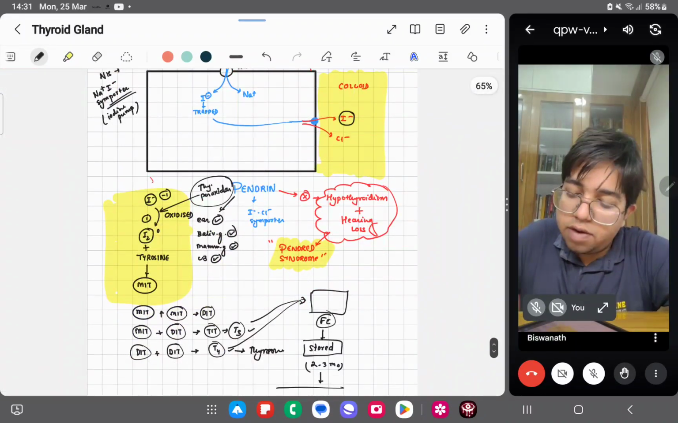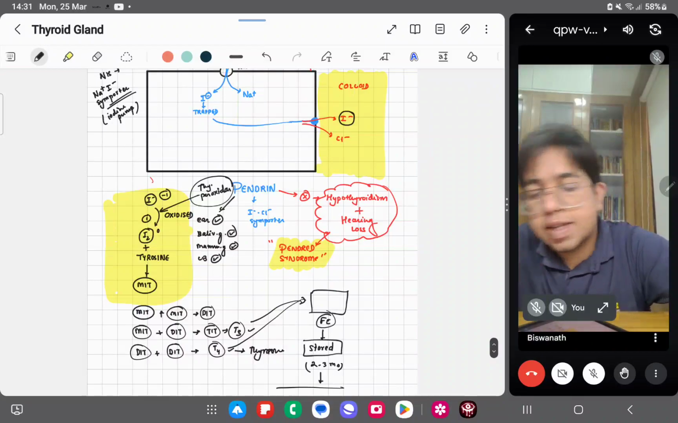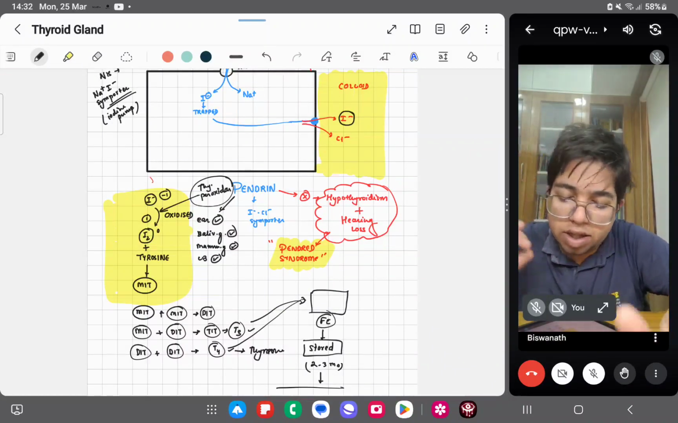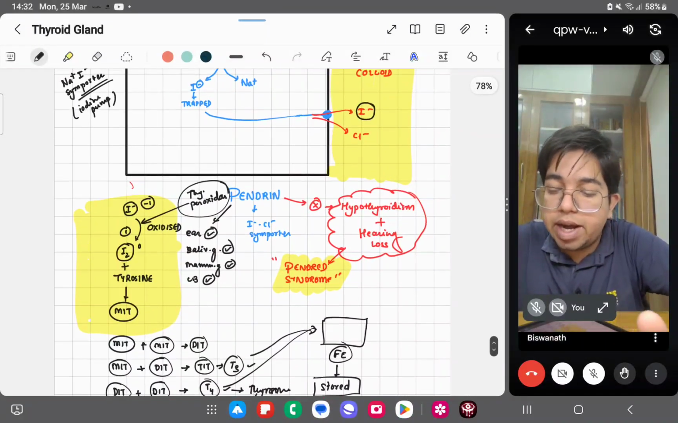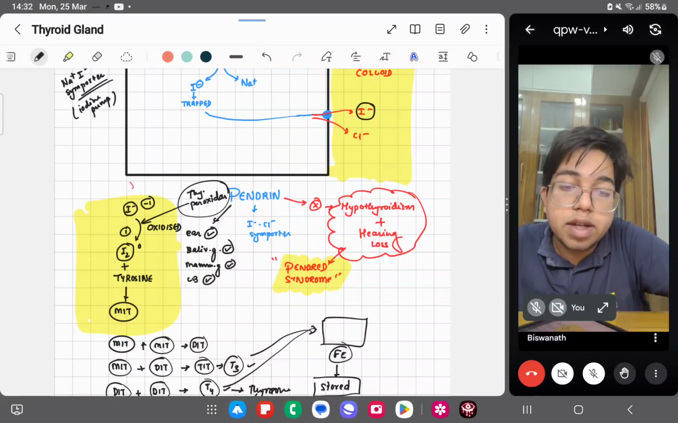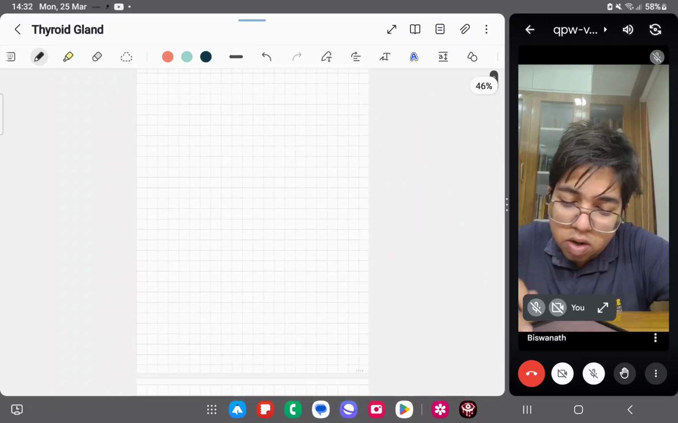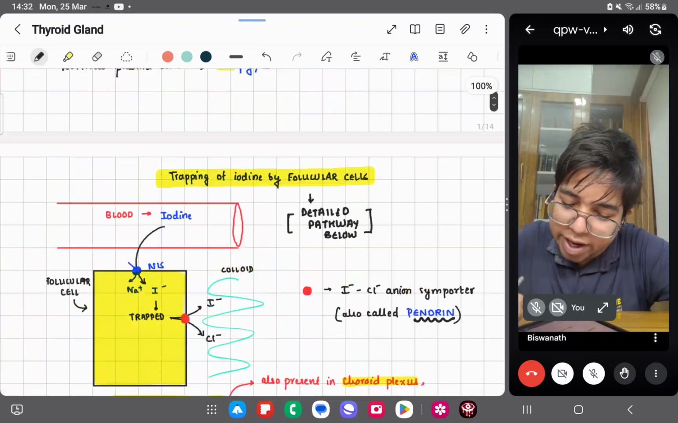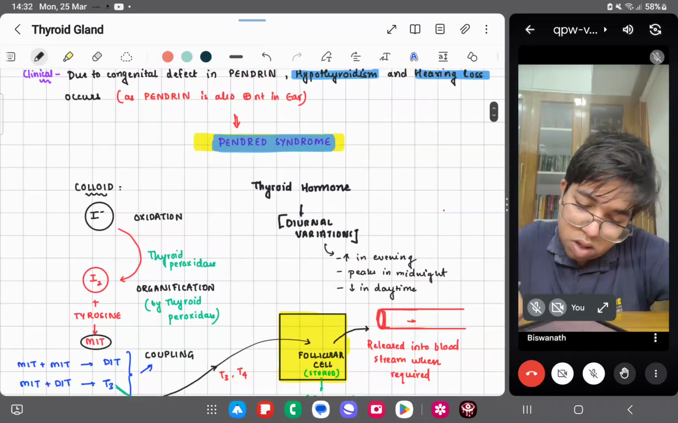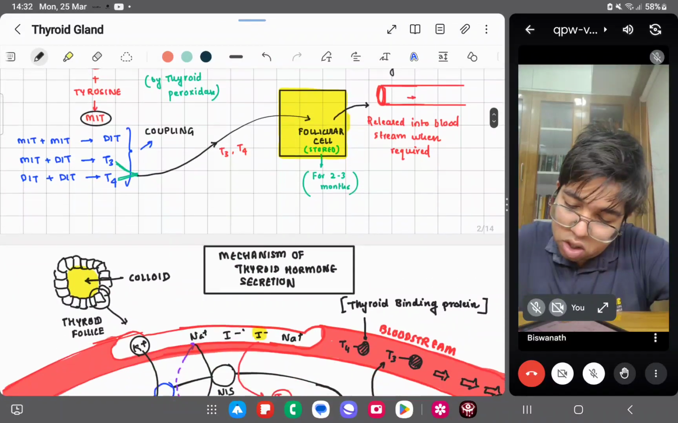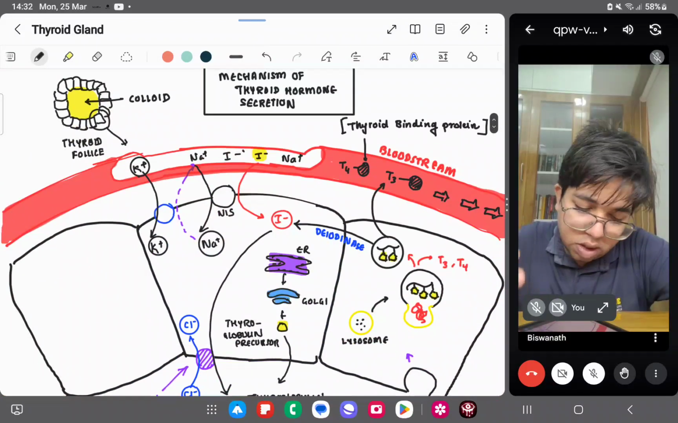So, could you understand what is happening? I discussed to you the whole mechanism of how the thyroid hormone is being made and synthesized, and how it's stored, what is pendrin, what is Pendred syndrome, and all. Okay. So now let's move ahead. This is all I talked. This is the whole mechanism.